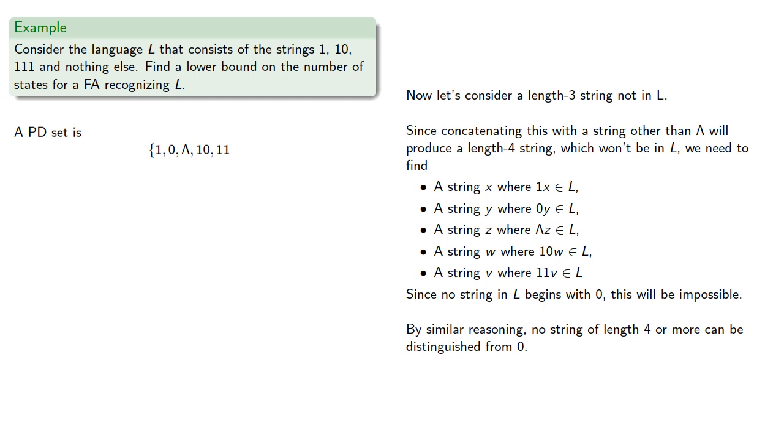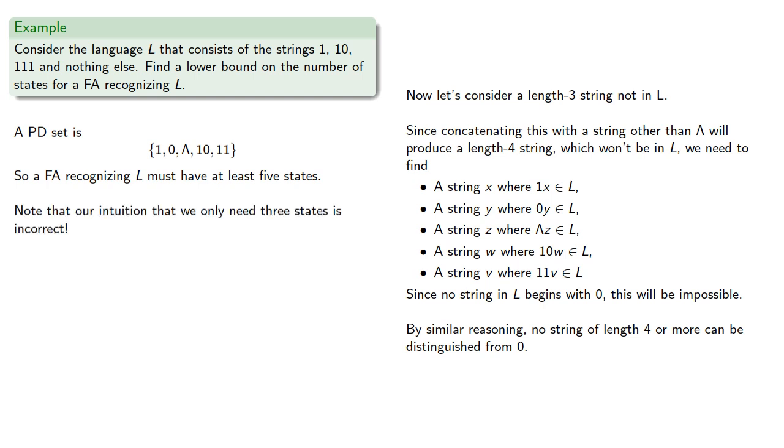And so our pairwise distinguishable set has 5 elements. So a finite automaton recognizing our language must have at least 5 states. And so our intuition that we should only need 3 states is actually wrong.